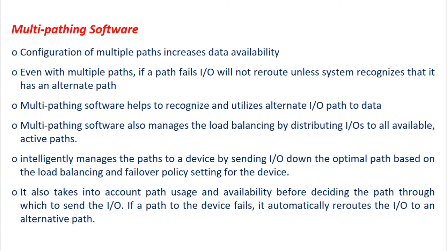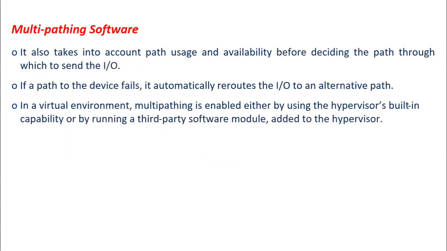If a path to the device fails, multipathing software automatically reroutes the input output to an alternate path. Multipathing software also takes into account path usage and availability before deciding the path through which to send the I/O. If the path to a device fails, it automatically reroutes the input output to an alternative path.